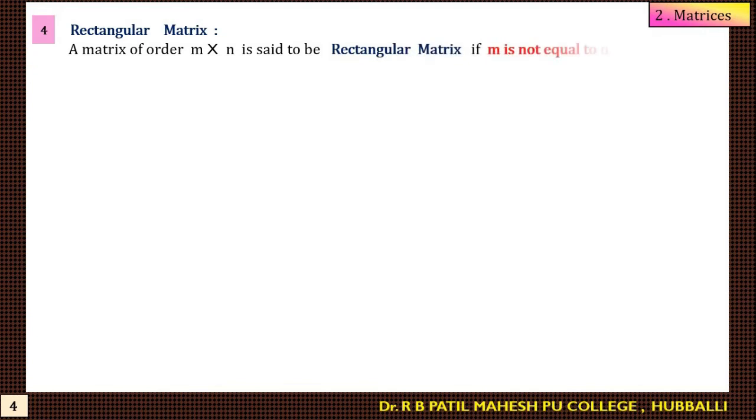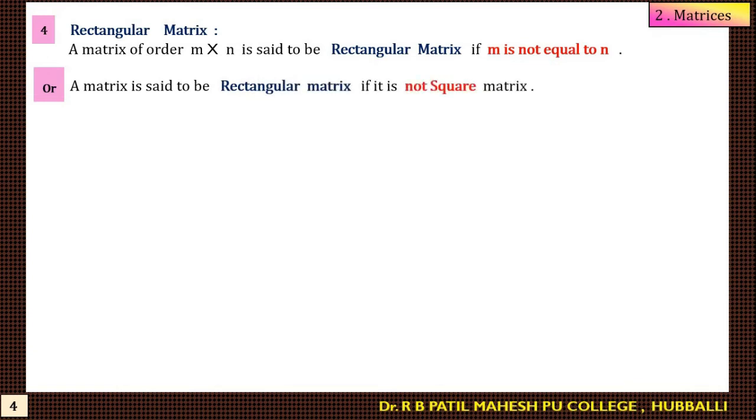Next, fourth type, rectangular matrix. A matrix of order m cross n is said to be a rectangular matrix if m is not equal to n. That means if these two are different, then the matrix is called a rectangular matrix. Or another definition, a matrix is said to be a rectangular matrix if it is not a square matrix. If it is not of square type, then it is called a rectangular matrix.